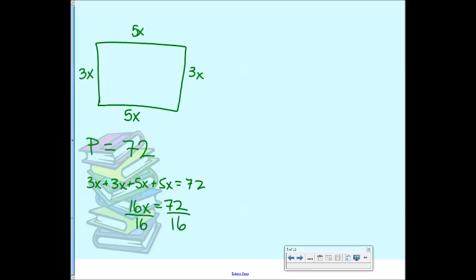All right, which ends up giving us 4.5. Could you find the missing sides then? How? Plug it in. Yep, plug it in.